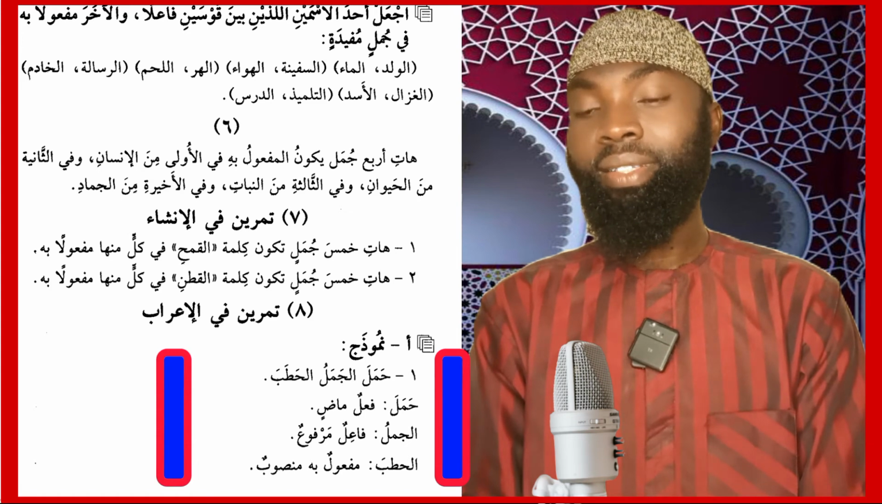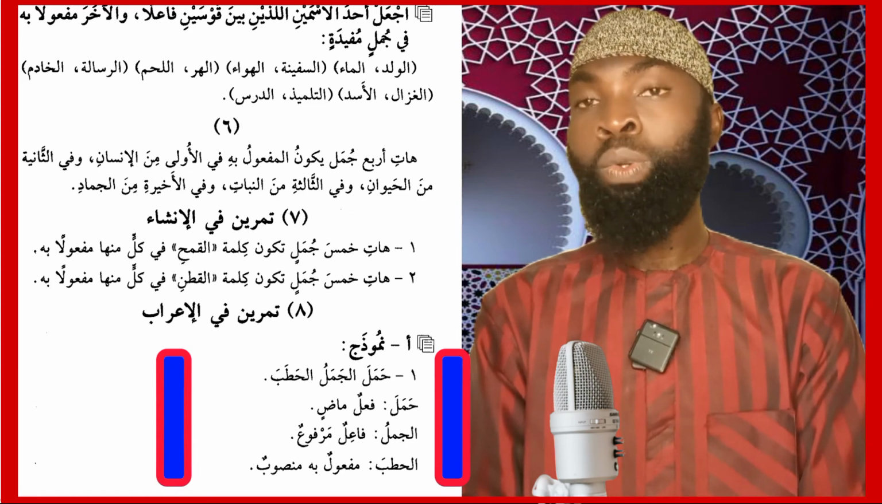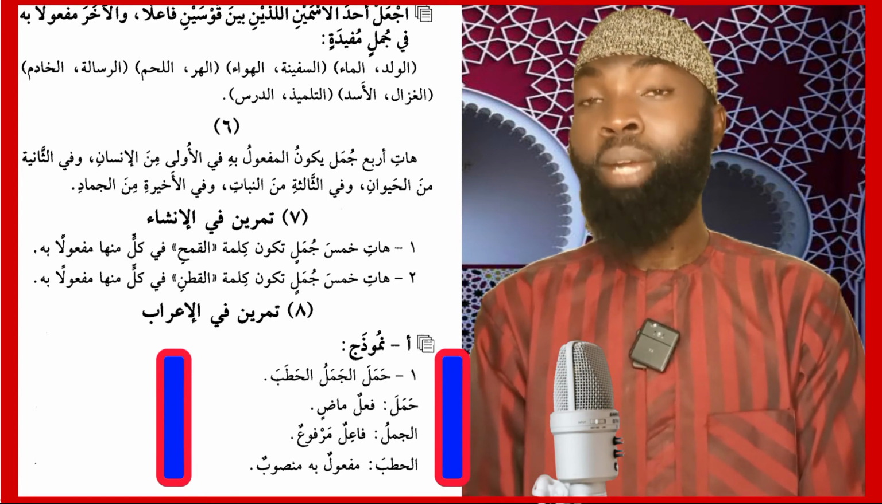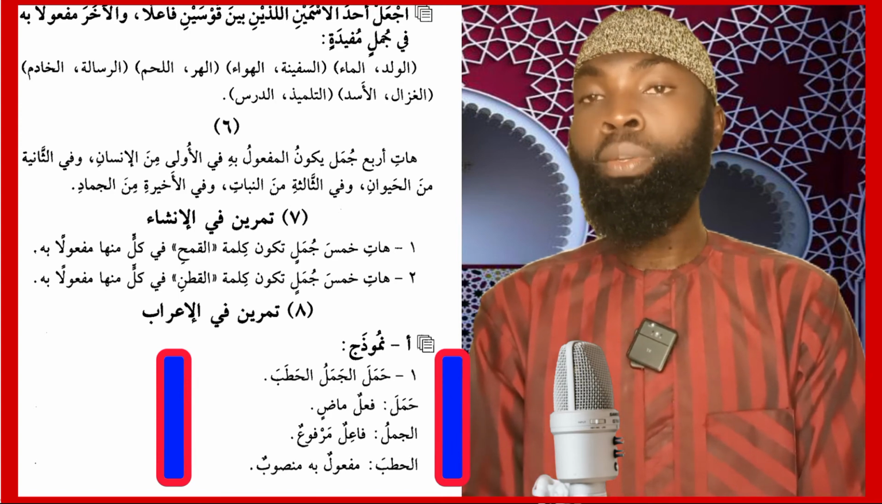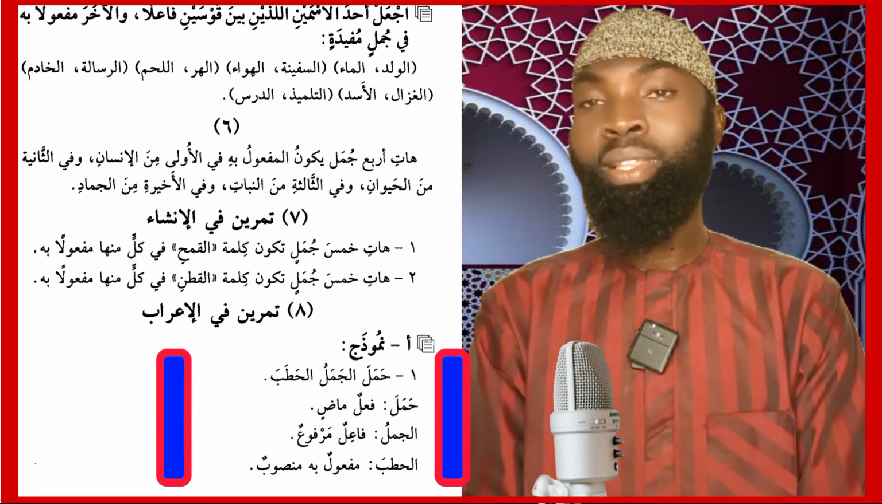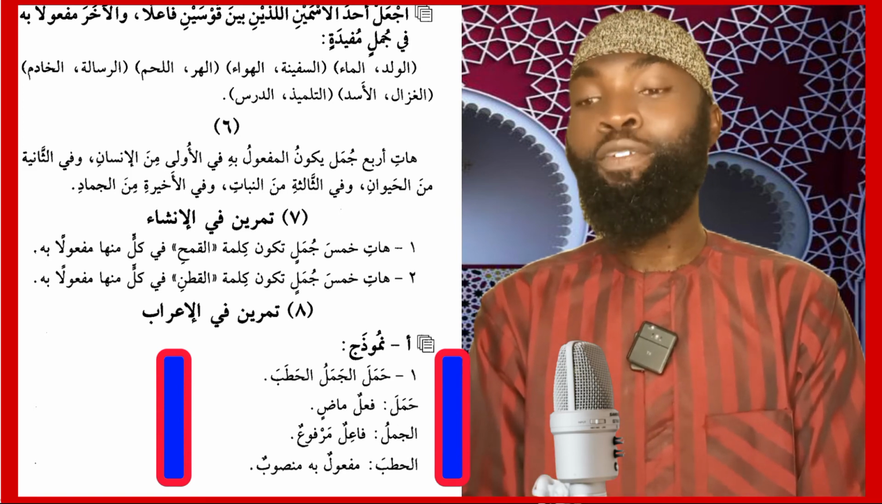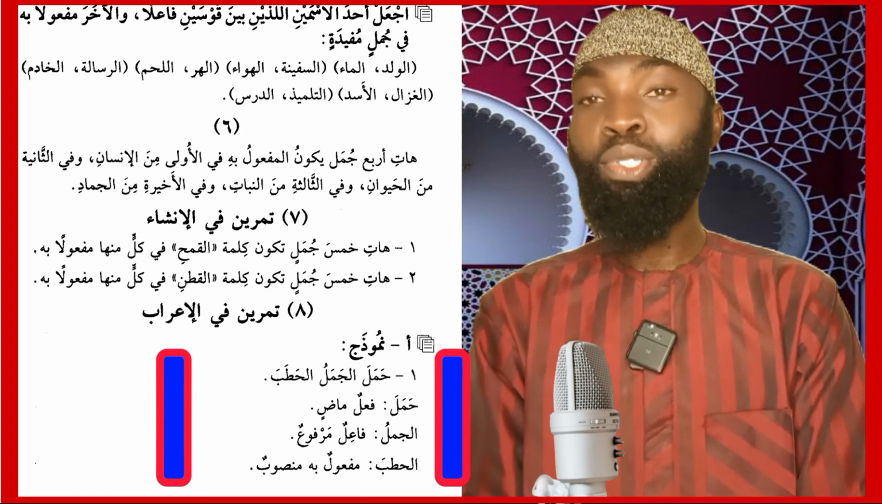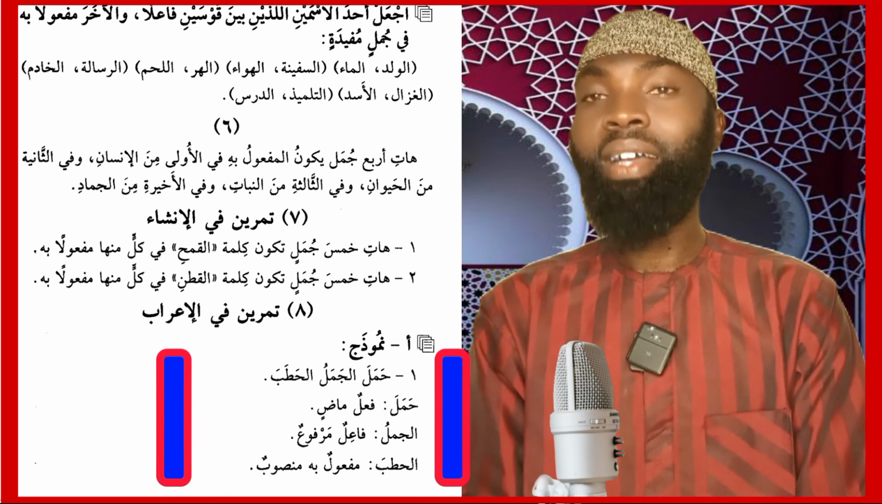The first sentence says Hamala al-jamalu al-hataba. The camel carried the wood. The first word hamala, what is its grammatical position? We can say fi'lun madi. It is a past tense. Then al-jamalu is fa'ilun marfu'un, the subject ending with the nominative case dhamma. Then al-hataba, which is the wood, is maf'ulun bihi mansub, which is the object ending with the accusative case fatha.